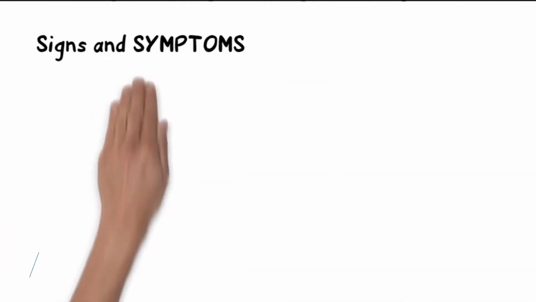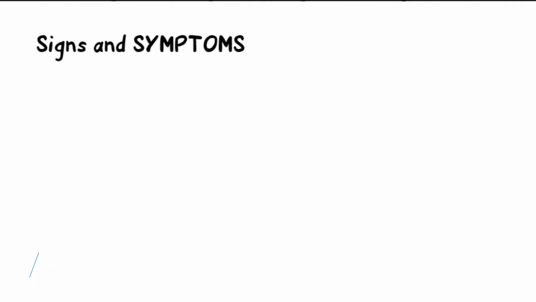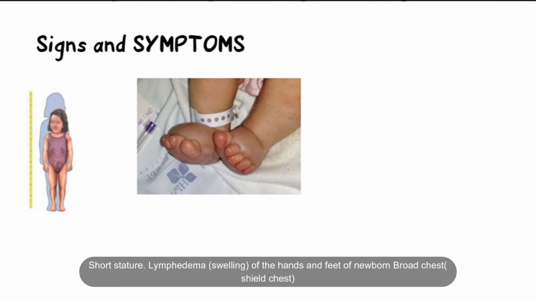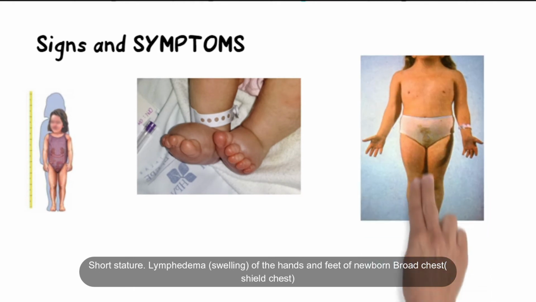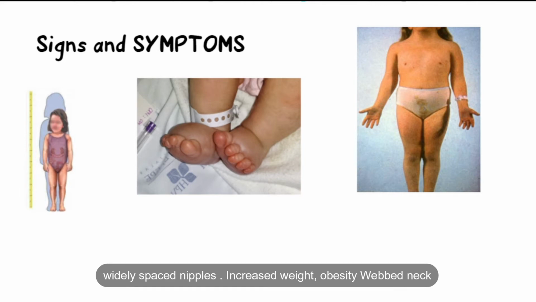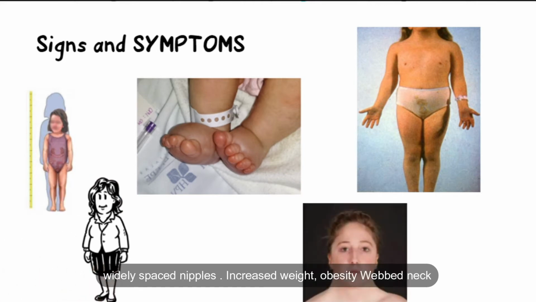Signs and symptoms: the following are common symptoms of Turner syndrome. An individual may have any combination of symptoms and is unlikely to have all symptoms. Short stature, lymphedema, swelling of the hands and feet of a newborn, broad chest, shield chest, and widely spaced nipples, increased weight, obesity, webbed neck.